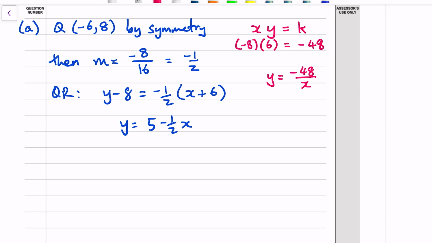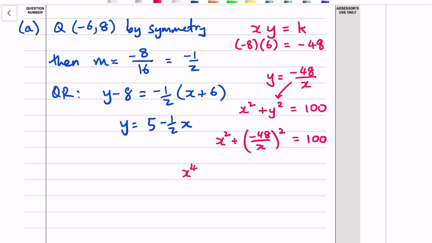We can sub that into the circle equation. Remember that the circle has a radius of 10, so we've got x squared plus y squared equals 100. If we sub that in to solve a simultaneous equation, we've got x squared plus (negative 48 over x) all squared equals 100. That's a disguised quadratic equation. We can times the whole thing through by x squared. We're going to get x to the 4 minus 100x squared, because I times the right hand side by x squared and then move it to the left, plus 48 squared equals 0.